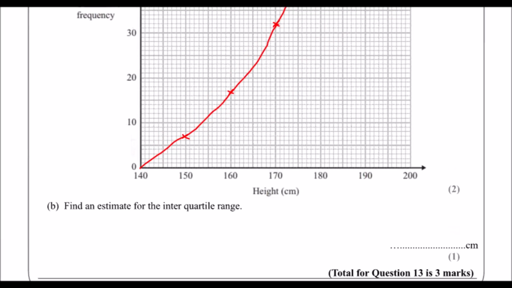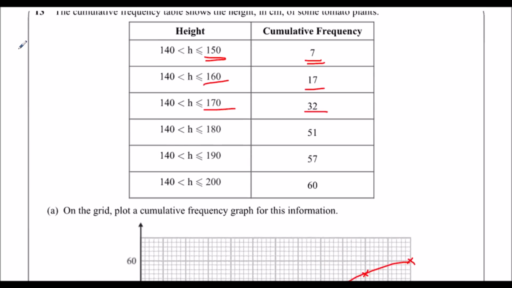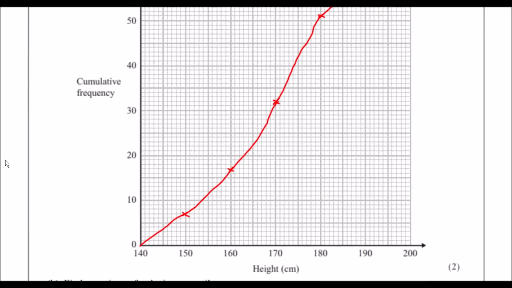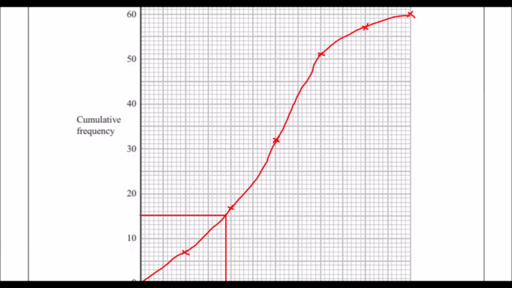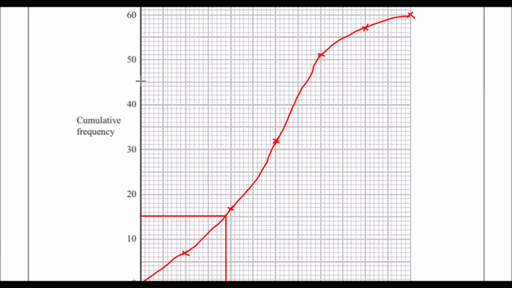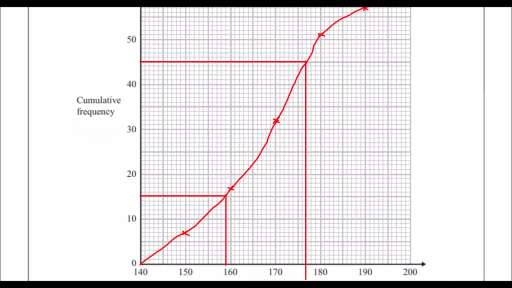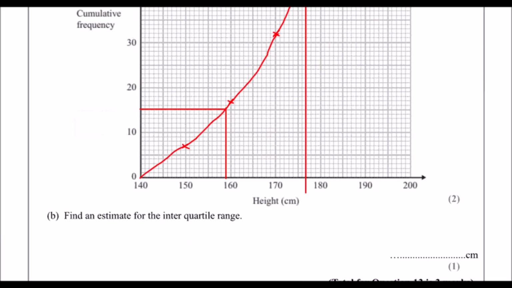And then part B says find an estimate for the interquartile range. So there are 60 tomato plants. So the lower quartile is 1/4, which is at 15. So we go from 15 across to our diagram and down. And 3/4 of 60 is at 45. So we go along and down again. So then we can read off these two numbers.